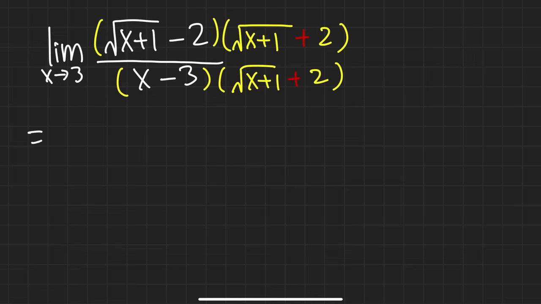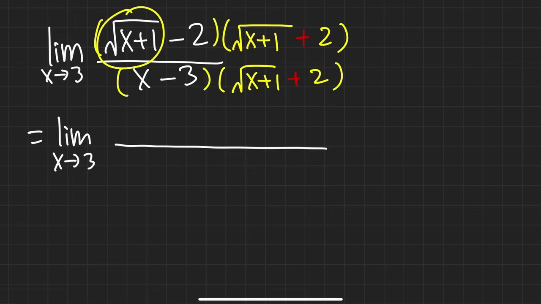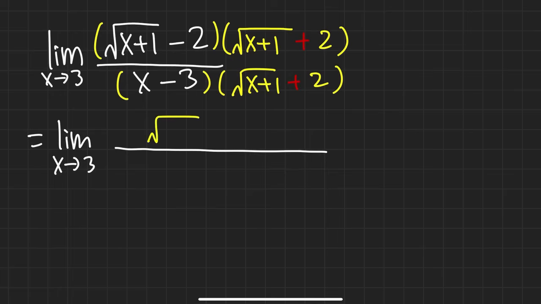All right, so here we have the limit as x approaching 3. On the top, just go ahead and multiply it out. The easy way to do it is, we have a minus b times a plus b. We just end up with the a squared minus b squared formula. So just go ahead and square the first term, minus the square of the second term, which is just a 2.